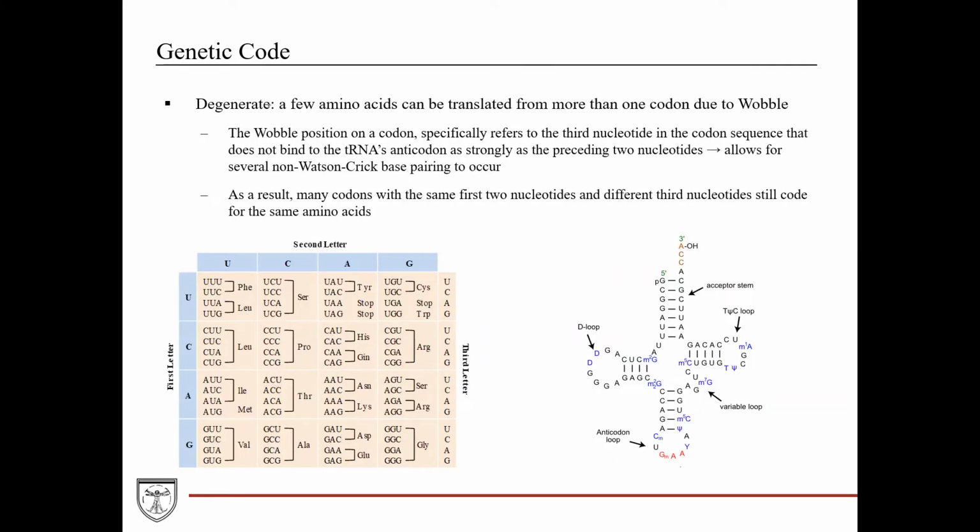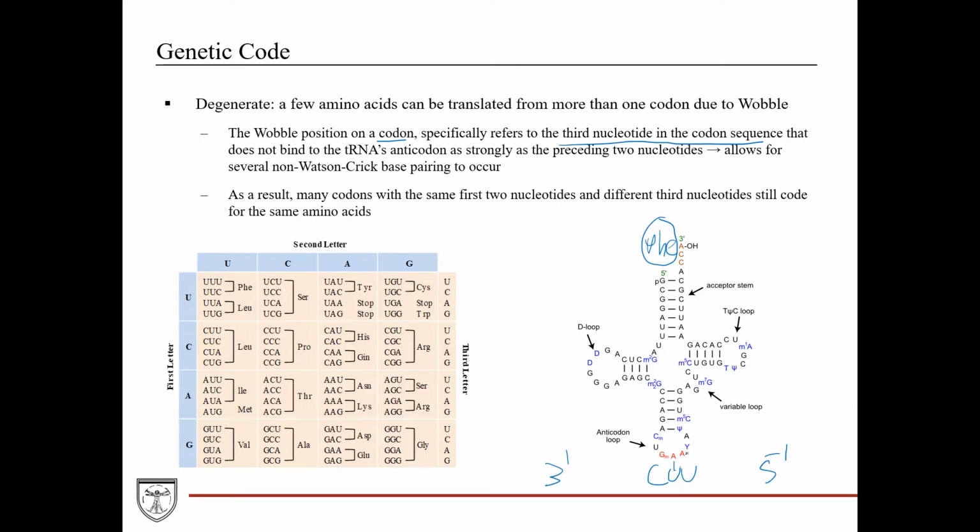So the wobble position on a codon specifically refers to the third nucleotide in the codon sequence. And so if we come down here, you have U, U, C, and that's our codon. So 5 prime, 3 prime here. This is our codon, and it codes for phenylalanine. So this tRNA will be carrying phenylalanine like we talked about.